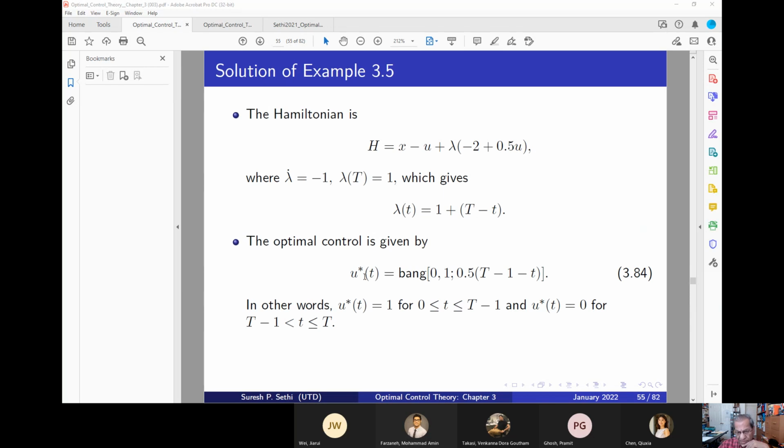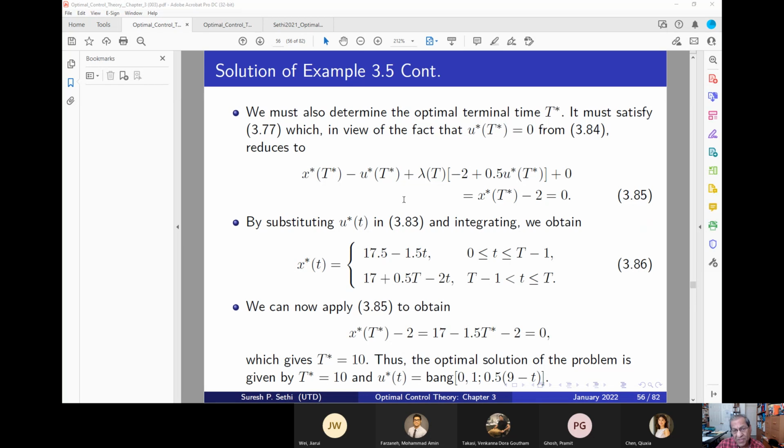So I'm solving the problem in terms of t right now. The optimal control is given by u star of t, bang, this. So what I found, interestingly, is that u star is 1 up to t minus 1 and is 0 after that. So for any t, this problem tells me that I should go all the way to t minus 1 with control 1, and then I switch to 0. That's the idea right now. So let's do that. If I do that, the optimal time t star must be determined.